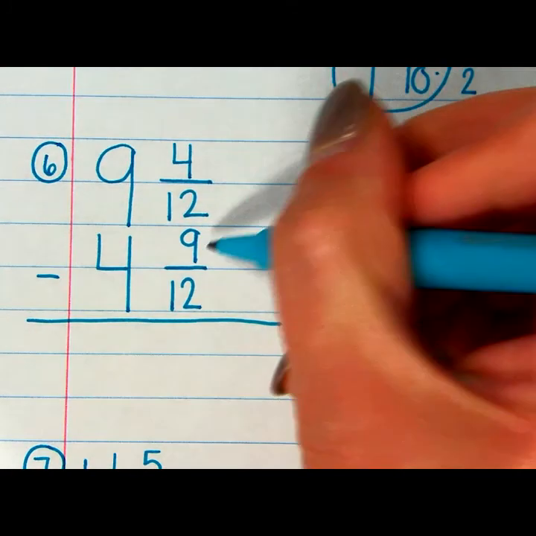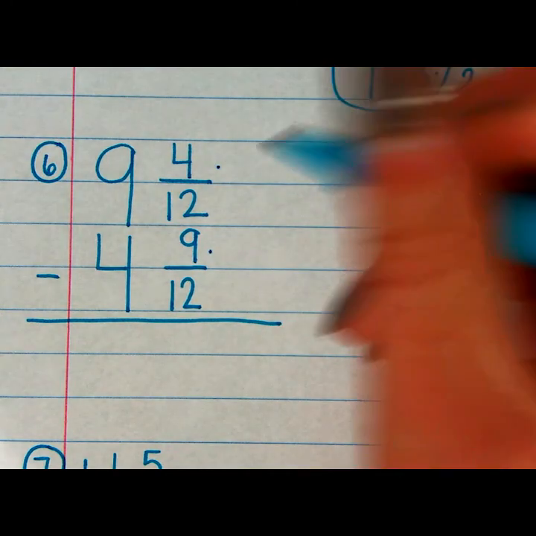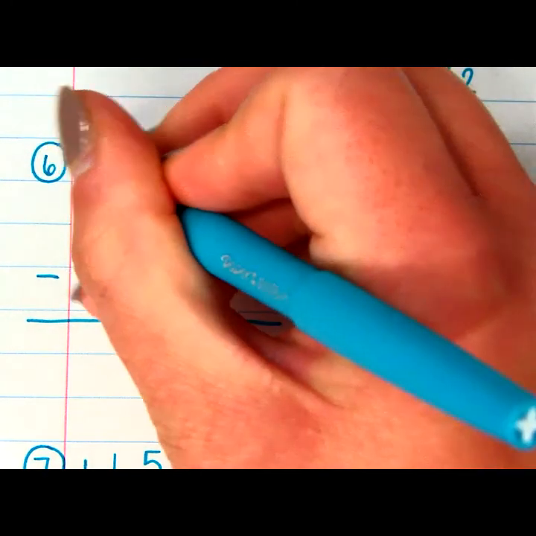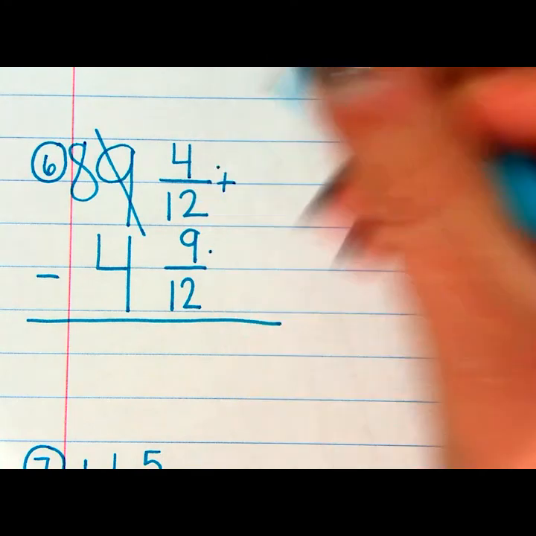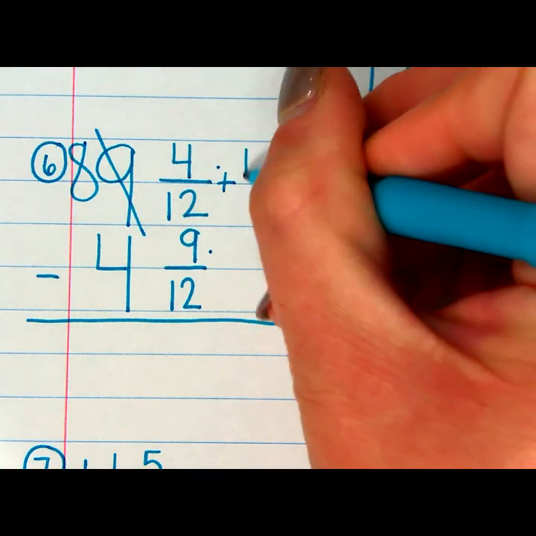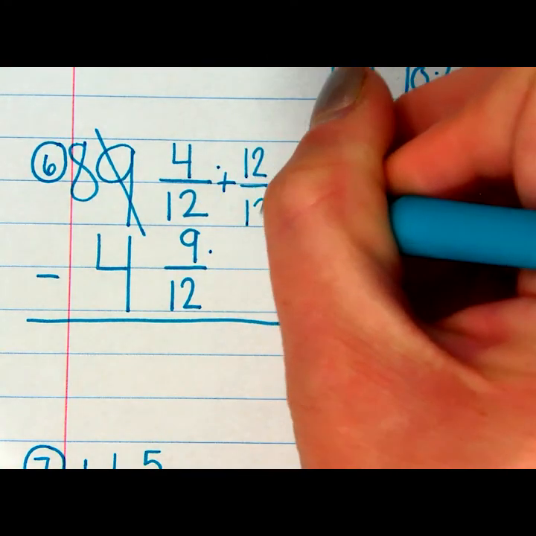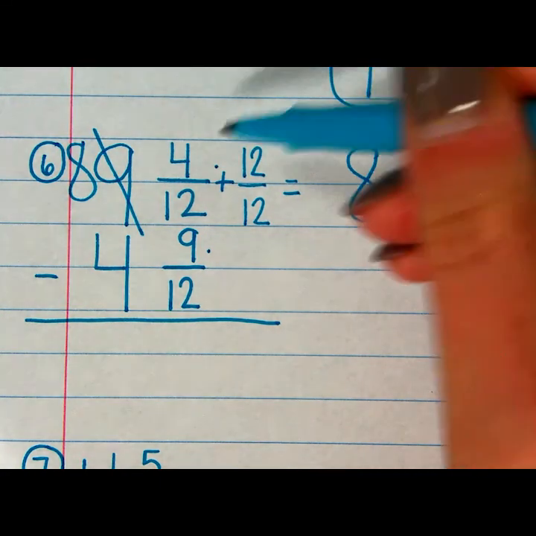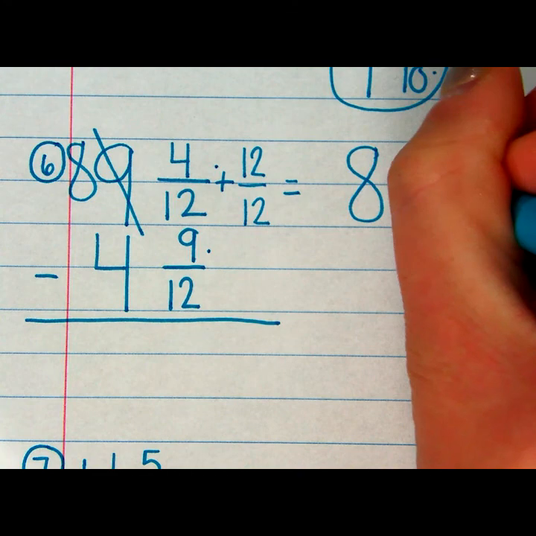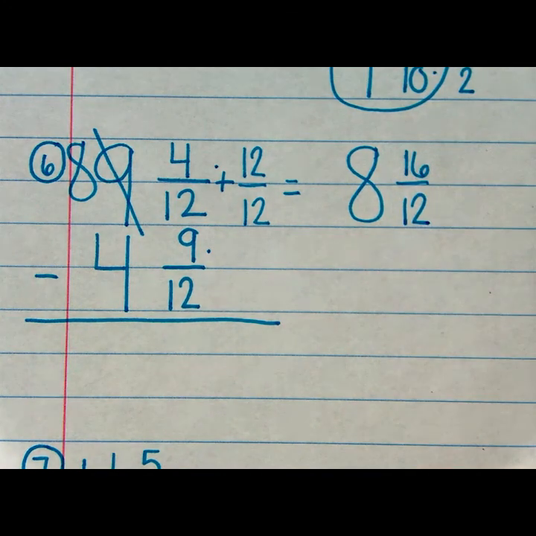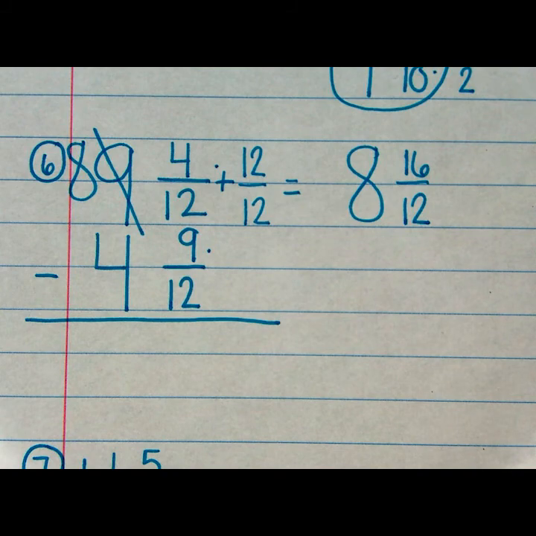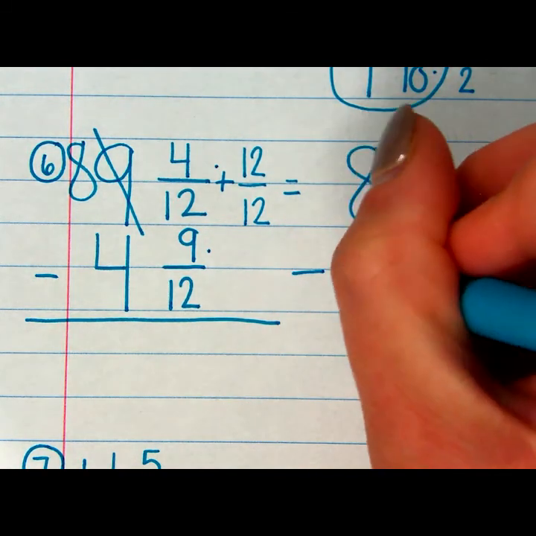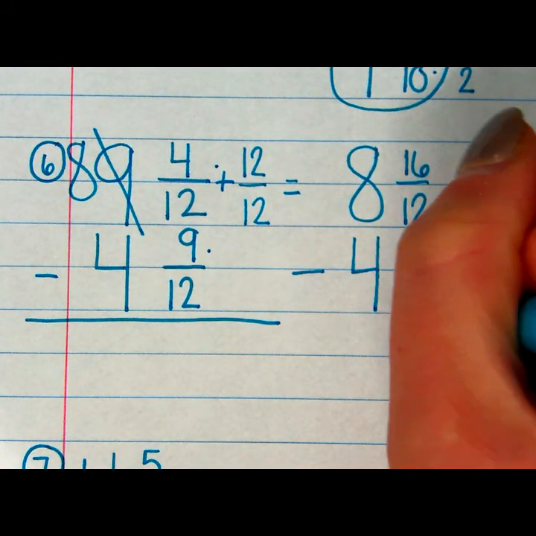So same thing, I know I can't subtract 9 from 4, so I'm going to have to regroup. So now I'm left with 8 whole, and I'm going to add on, I'm working with twelfths, so that would be 12 twelfths. And I have a new mixed number of 8, and let's see, 12 plus 4, I believe, is 16, and of course 12 stays the same. 8 and 16 twelfths. And I'm going to subtract from that 4 and 9 twelfths.